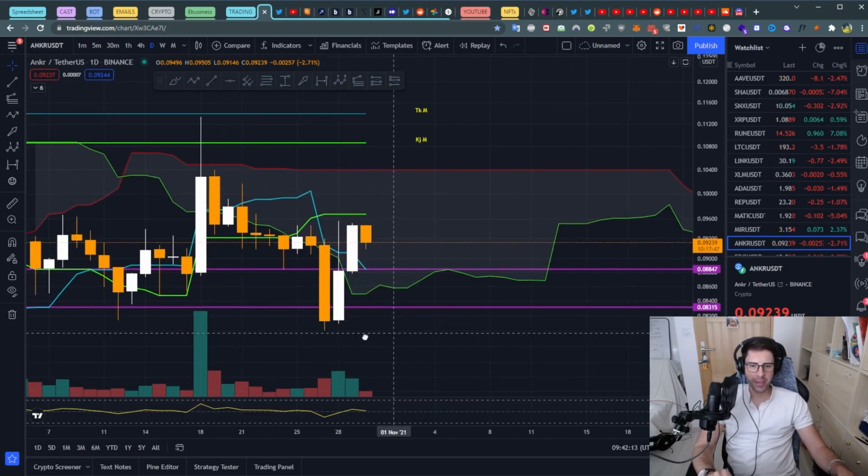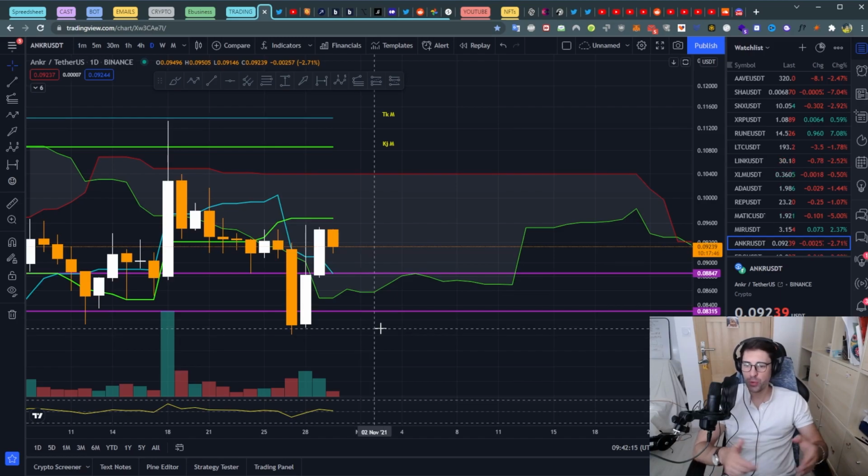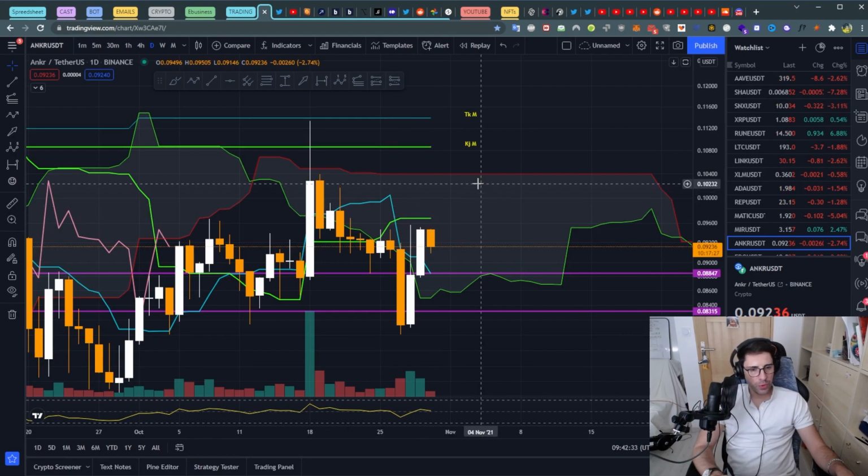So based on my experience, and based on your experience, once you look at Ichimoku for a while, you know these things. So yeah, I expect to go towards the SSB of our cloud at 0.10 cents. So that's it for ANKR.